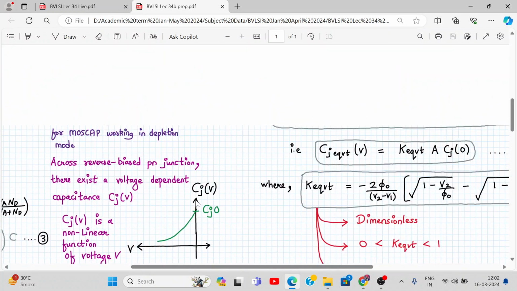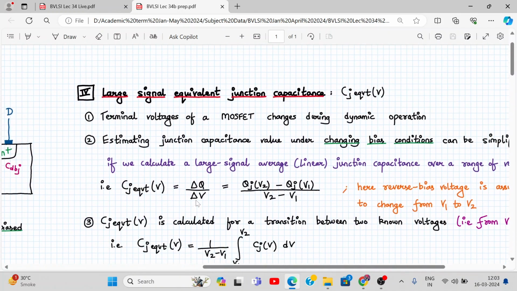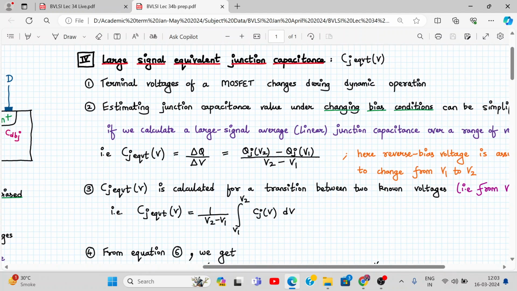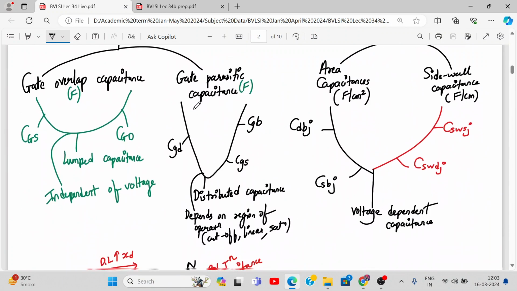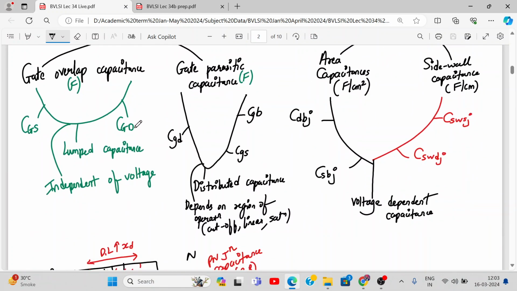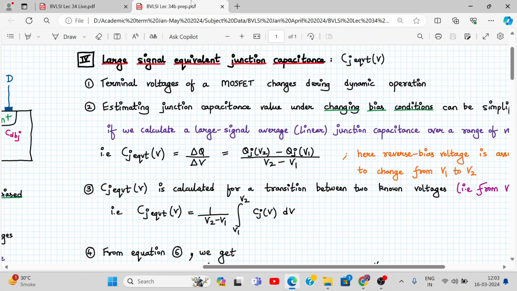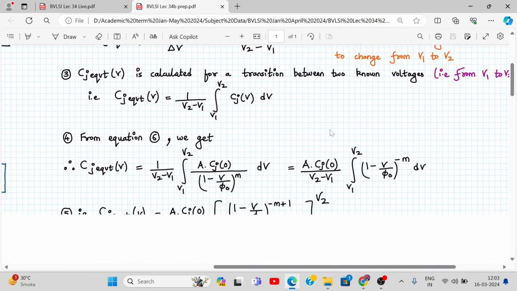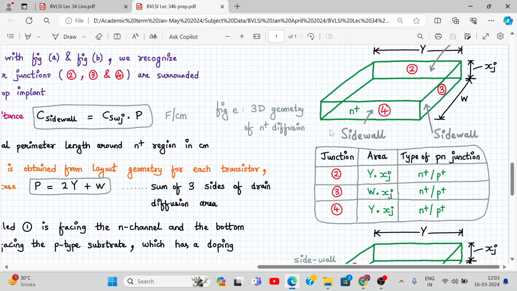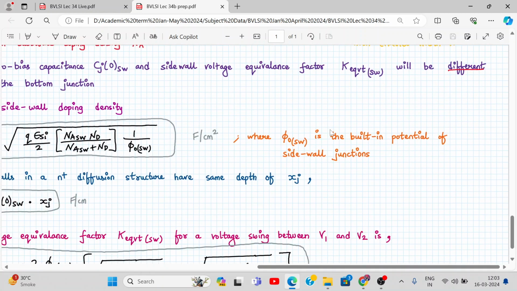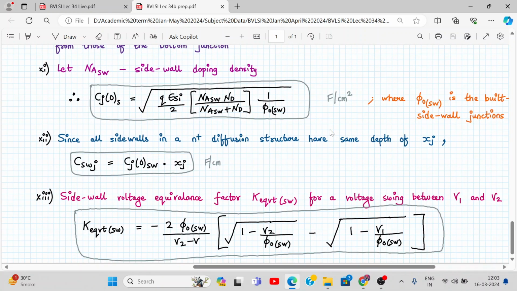Then we have to derive it for small and large signal equivalent junction capacitances, right? Because we have already found out the formulas for CGS, CGD, CGB. We have to derive the formulas for CBD, CDBJ, CSBJ, area capacitance and sidewall capacitance. That derivation will take around half an hour. We have to analyze it very carefully. These are the formulas we will get at the end.